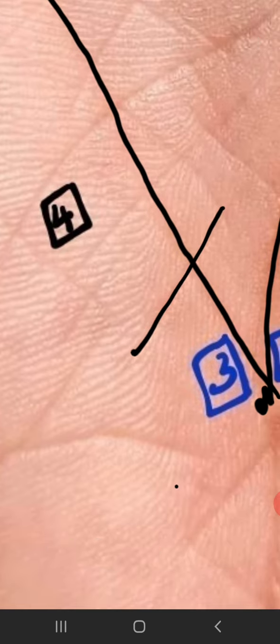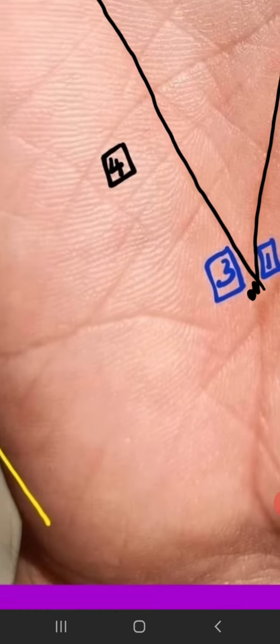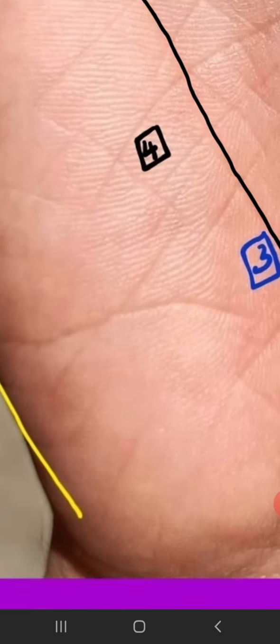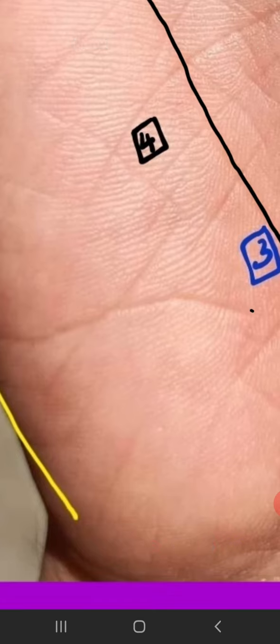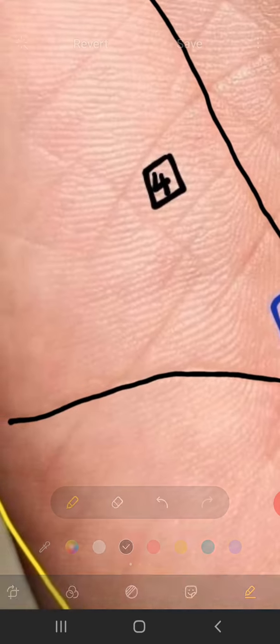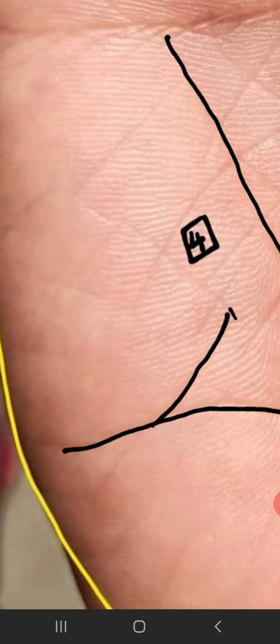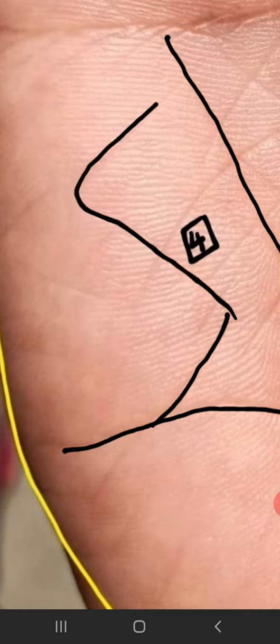There is one more line that also shows the strong effect of moon on the Mercury. Please observe this line carefully. This is one line. This is moon mount. Okay, this is one line. Now look at this weird line. Look at this, and this. So it goes and joins here.